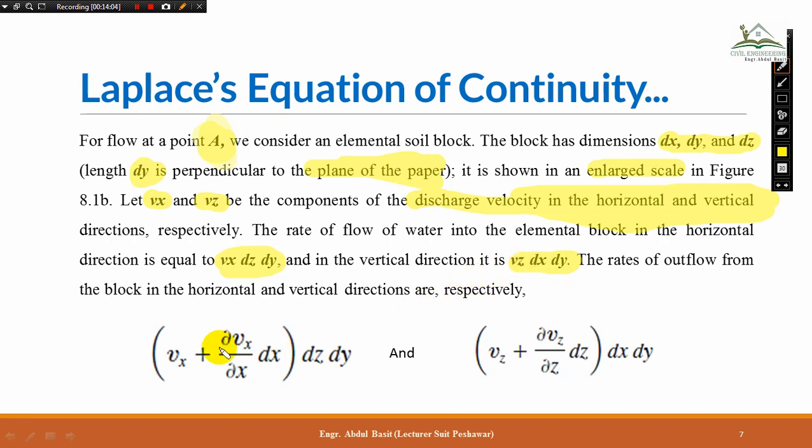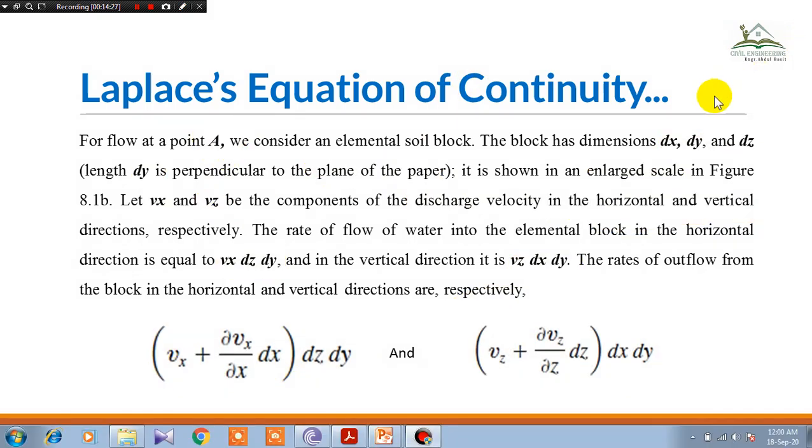Now the outflow in the horizontal direction will be this. This is the outflow velocity, and multiplied by this, it becomes the discharge at the outlet. This is the discharge of the outflow through that block A. So I hope this is clear to you now.